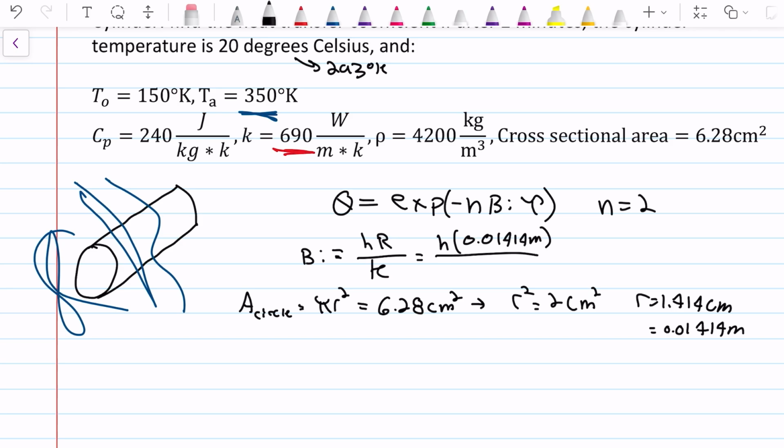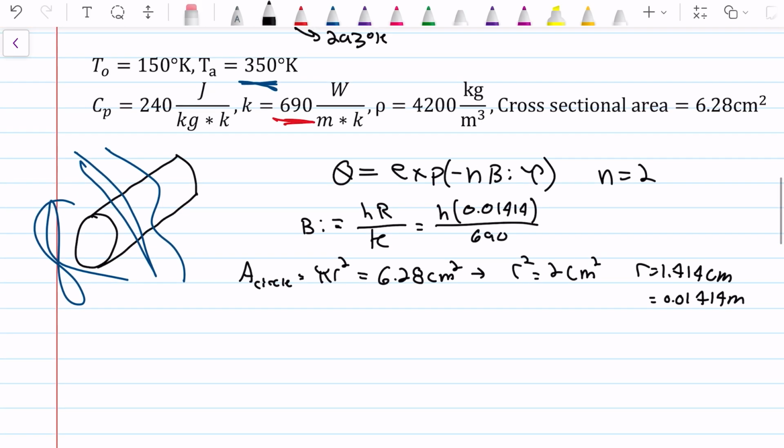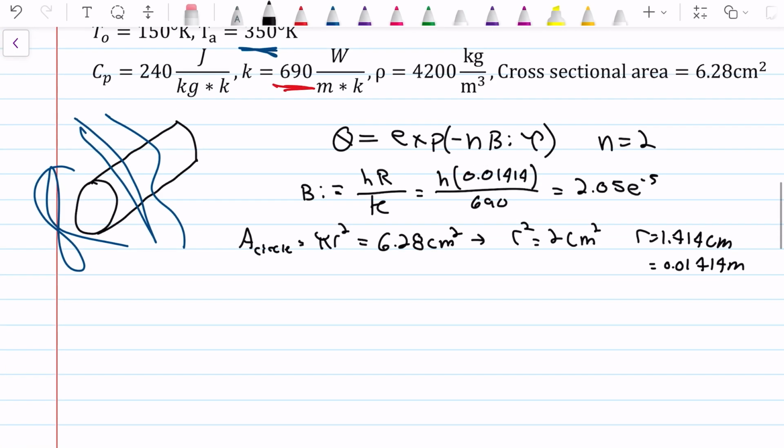And then our K value is 690. I'm going to omit units because they're all in SI, therefore I know it's fine. I'll do that division real quick. So our radius divided by 690 is a very small number. It's 2.05 e to the negative 5. All right, we got Biot.